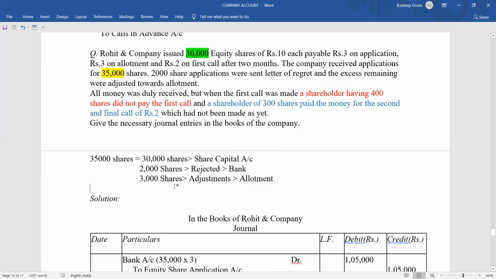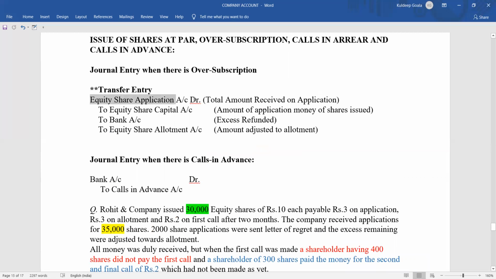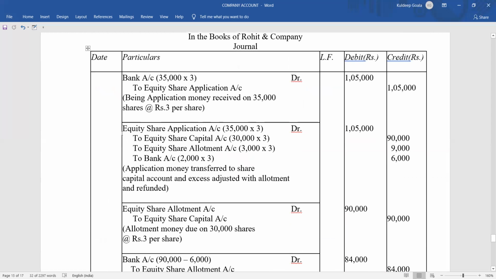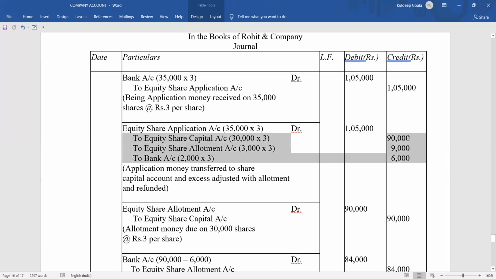So now it's time for the transfer entry. What is the entry we just saw? Equity share application account debit 35,000 into 3, 1,05,000, to equity share capital account 30,000 into 3, 90,000, to equity share allotment account 3,000 into 3, 9,000, and to bank account, the refund, that is the excess, 2,000 into 3, 6,000. Clear? Hope all of you have understood that. Okay, now let's go to the next part.